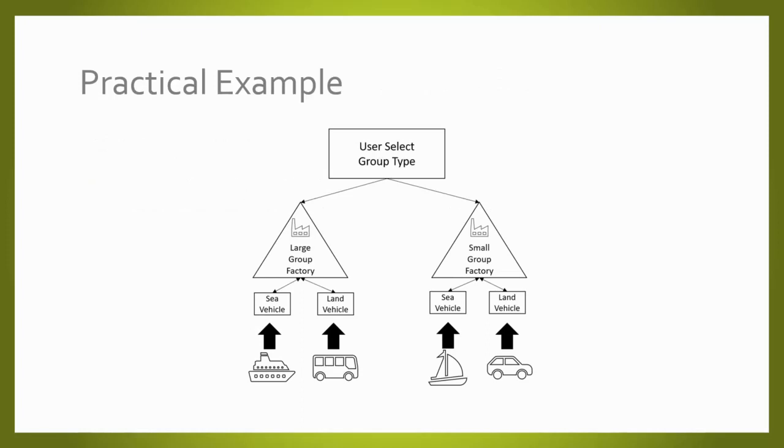This would be the representation of our business case using the abstract factory design pattern. The client calls the factory and inputs the type of group that he wishes. If he wishes vehicles for a large or a small group, then he requests for a land vehicle and a sea vehicle. Those are the vehicles that will be used for this group of passengers.